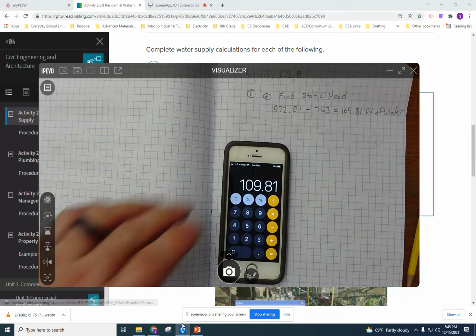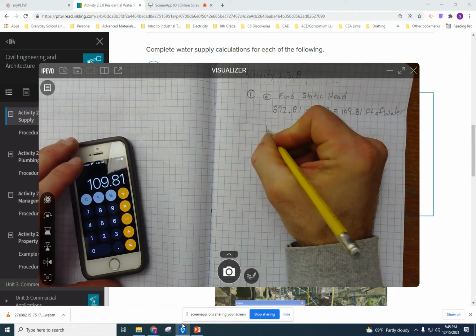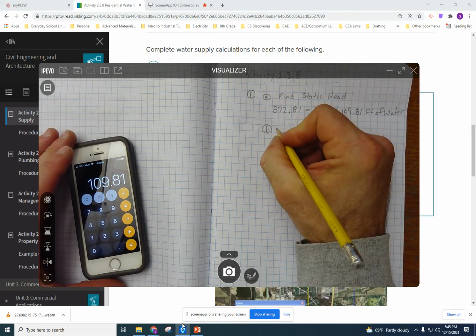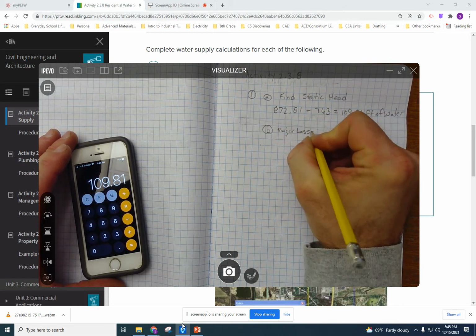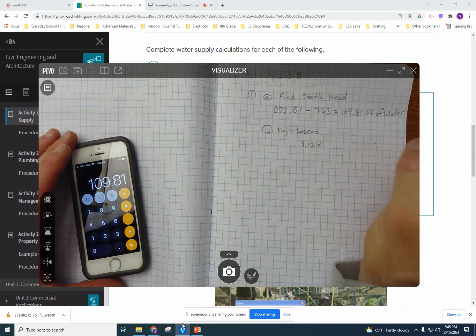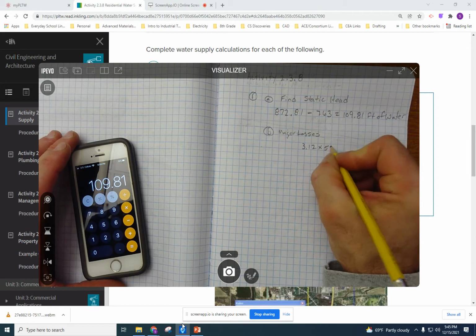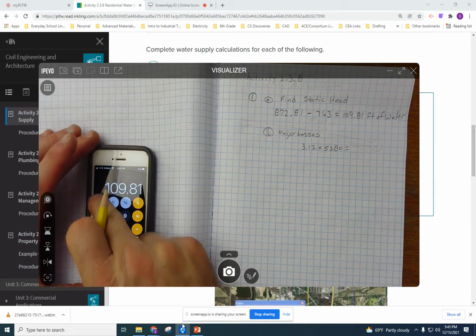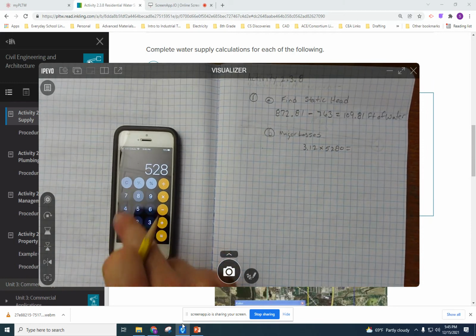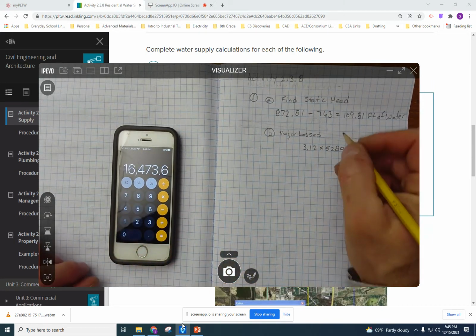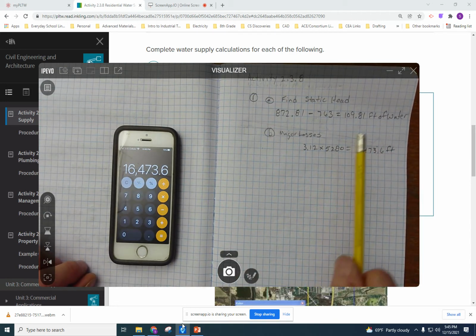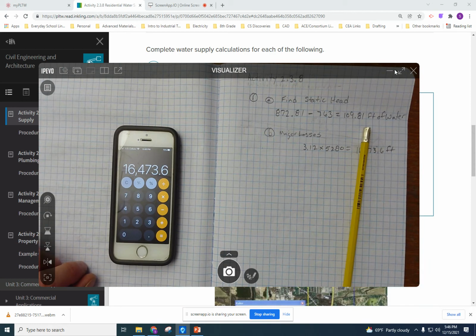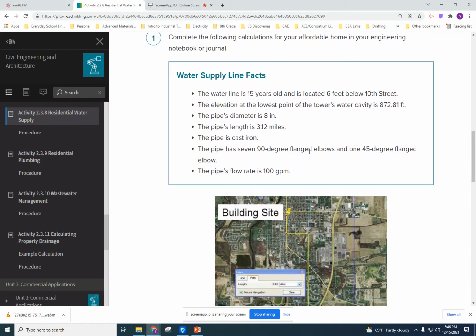These are what we call major losses, that length. So this is going to be 1B, major losses. We take 3.12 and multiply it by the number of feet in a mile, which is 5,280. 5,280 times 3.12, and we get 16,473.6 feet.